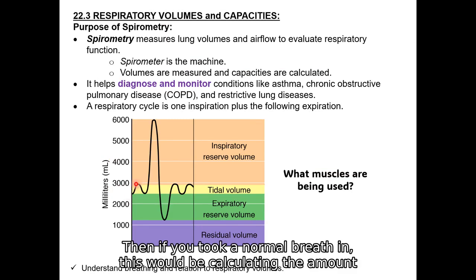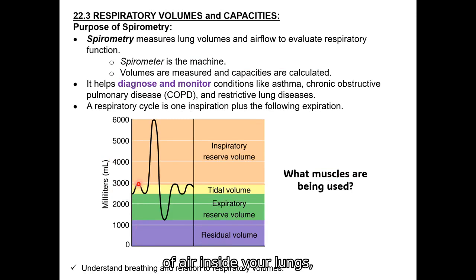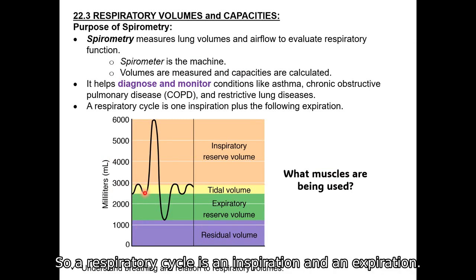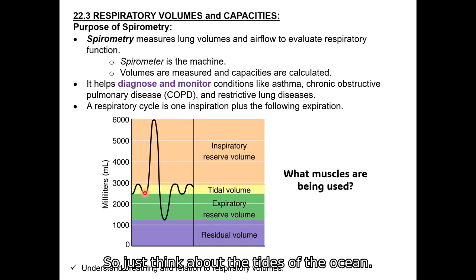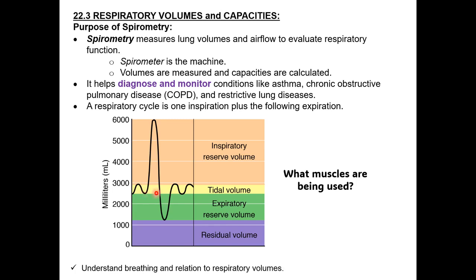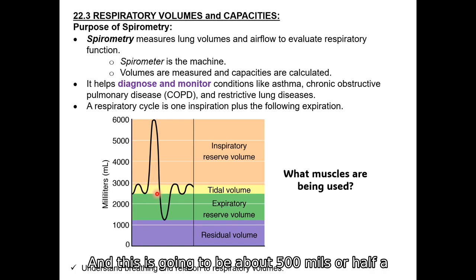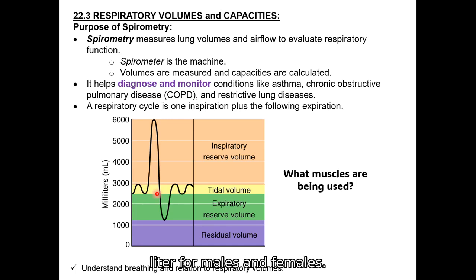Then if you took a normal breath in, okay, this would be calculating the amount of air inside your lungs, and then a normal breath out. So a respiratory cycle is an inspiration and an expiration. When you're sitting there like on a boring day, it's called tidal volume. So just think about the tides of the ocean. The tides go in, and the tides go out. And this is going to be about 500 mils or half a liter for males and females.